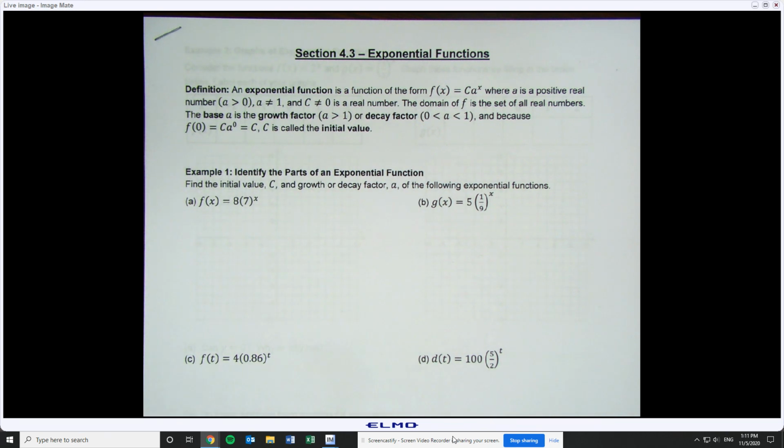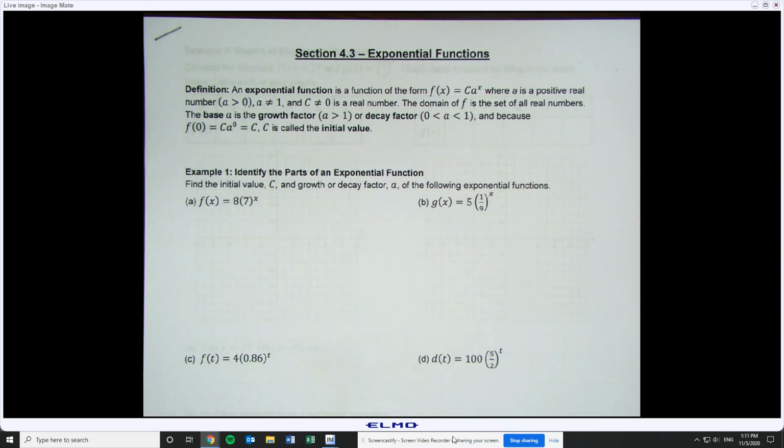Today, we are going to continue on in Chapter 4 and begin our discussion about exponential functions. Now, exponential functions are very important in mathematics, and they show up all over the place. We will deal with them this section, plus for the couple more sections after this.